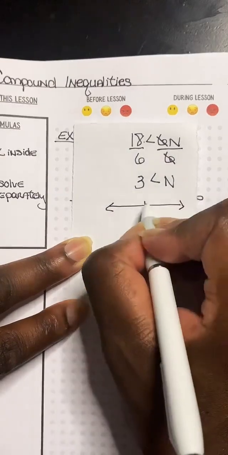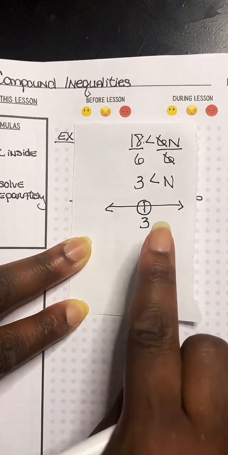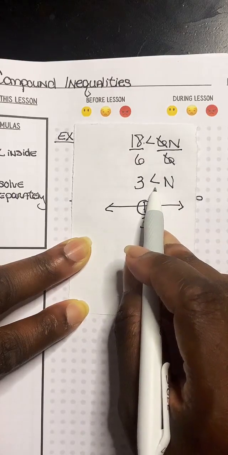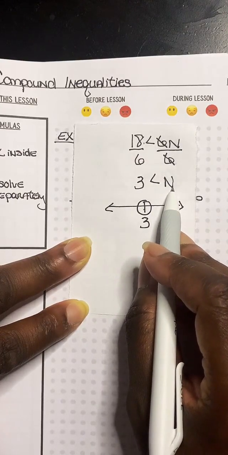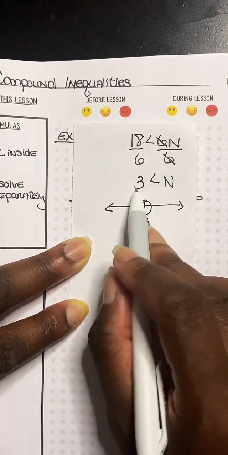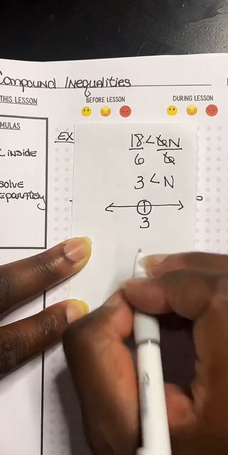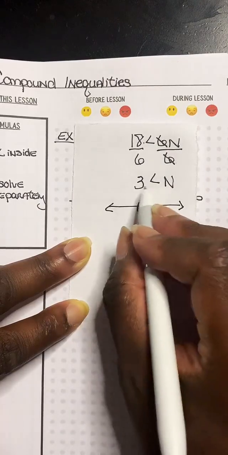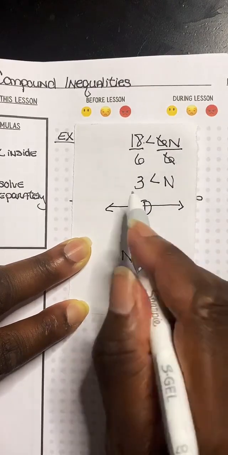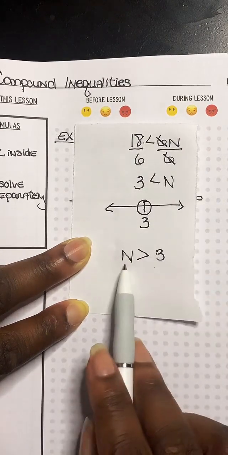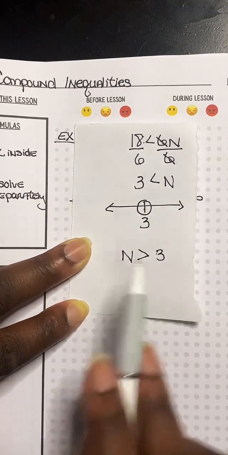Okay, so we will put an open circle here at the 3. Now, which way would you shade? If 3 is less than n, and you're thinking, I think I get it, but I'm not sure, if you want to flip things around, you could. I could say n, switch my sign, is greater than, then I bring down my 3. These two things mean the same thing. So we're saying n is greater than 3.